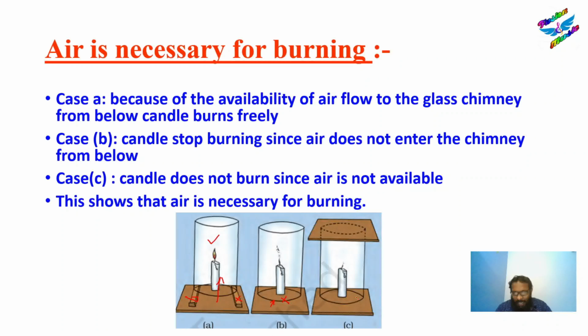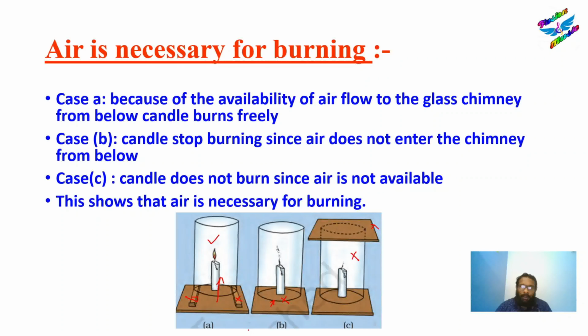But in case C, below the candle and over the glass chimney we have wooden pieces, closing the glass chimney from below and above. So there is no air inside the glass chimney. Because of the unavailability of air, the candle does not burn. From these three cases, A, B and C, we understand the importance of air. Without air, the chemical process does not take place, so combustion also does not take place.